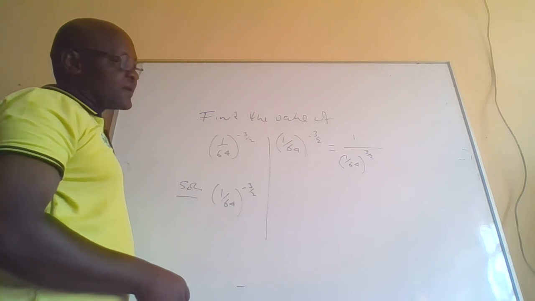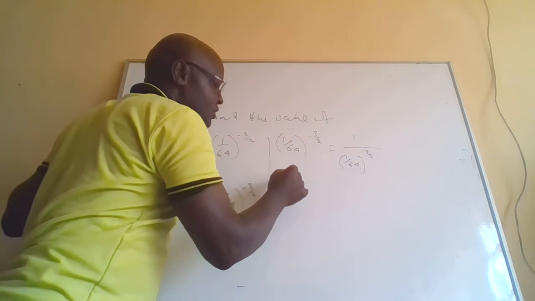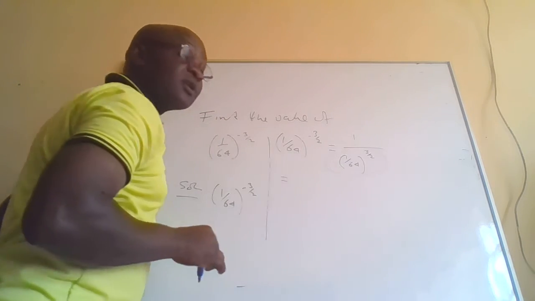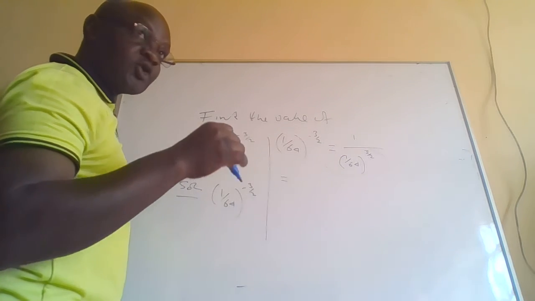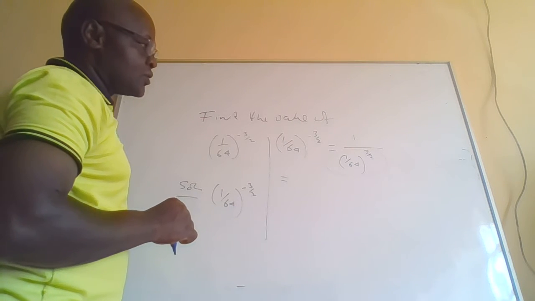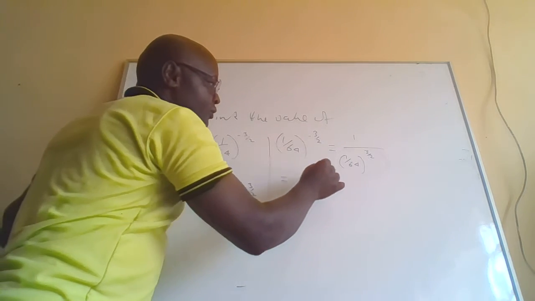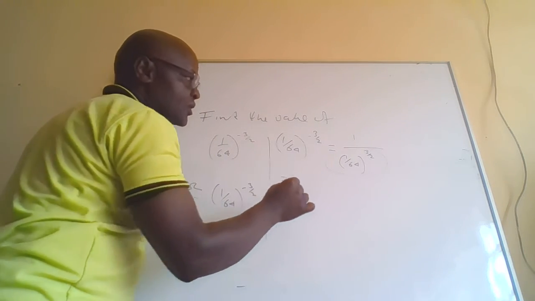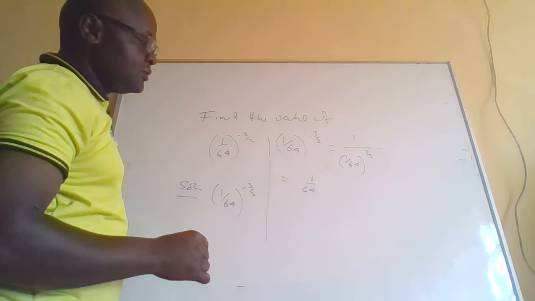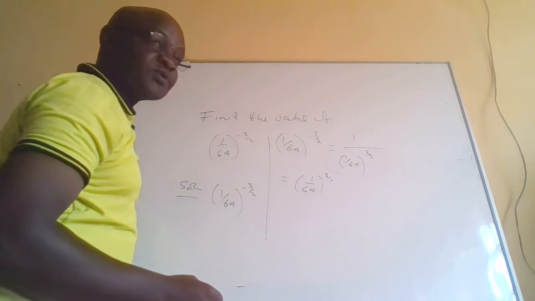Okay, once we have written it like this, this will be equal to, now we can deal with the denominator. The denominator is 1 all over 64 raised to 3 all over 2. So, dealing with the denominator alone, we have 1 all over 64 raised to 3 all over 2.